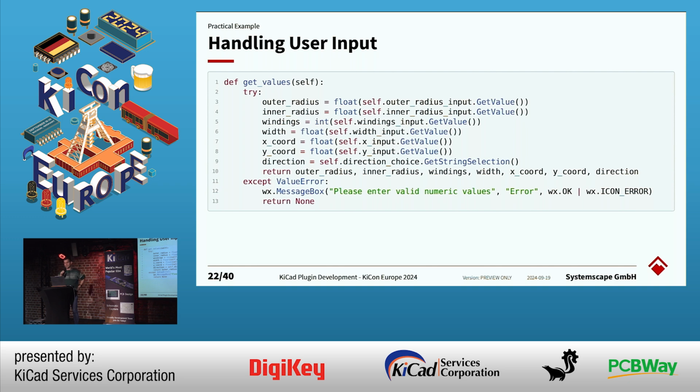So then we want to handle the user input. So we write our function like so. And we see how it's used in the run function in the next step. And then we just call the GetValue function on all of our fields. For the direction choice, we have a drop-down with a string selection, clockwise and counterclockwise. And if one of them is not a valid number, then we'll get a value error, and we tell the user that they should enter valid numeric values.